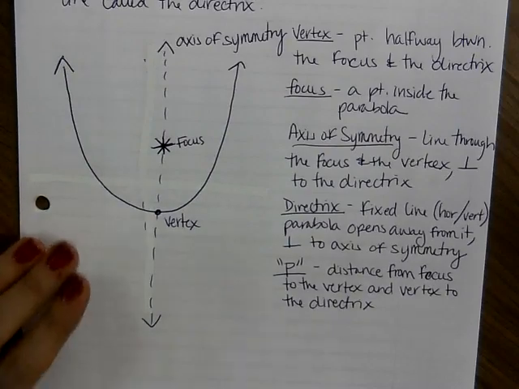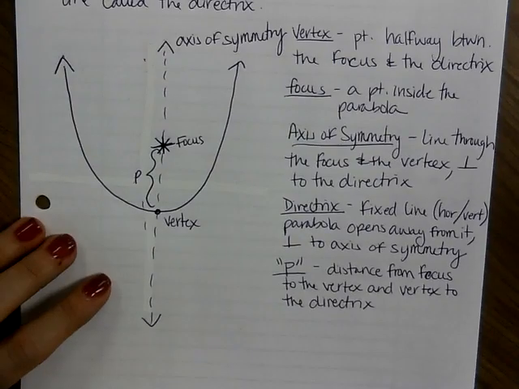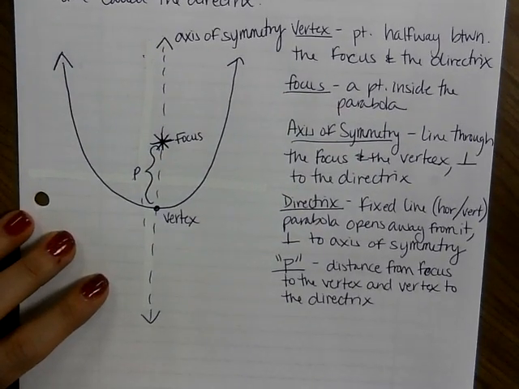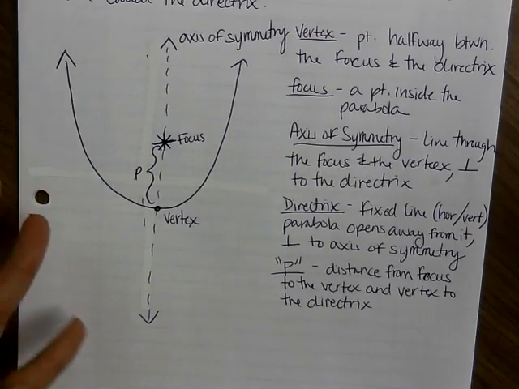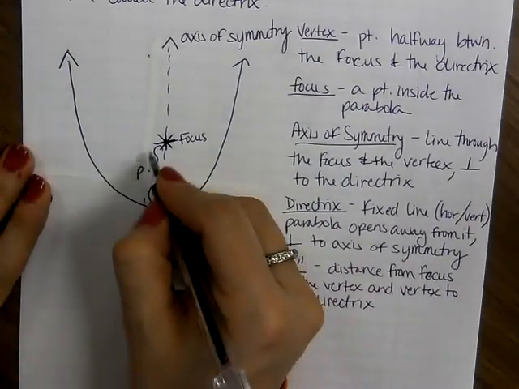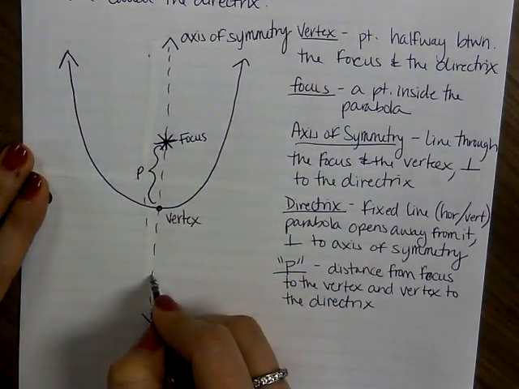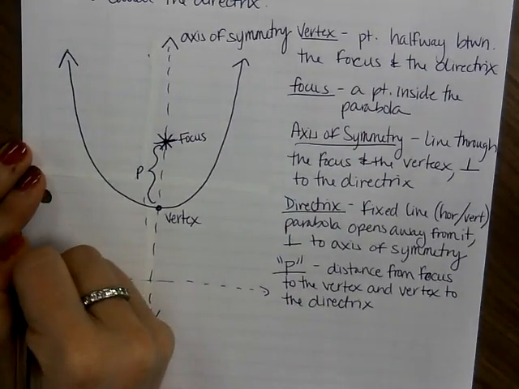Now, this distance from the focus to the vertex is that distance of P. Now, whatever that distance is, the directrix has to be that distance of P away from the vertex. The directrix is another line. It has to be perpendicular to the axis of symmetry. So that means if the axis of symmetry is vertical, then the directrix has to be horizontal. They have to be the opposite of each other in order to be perpendicular. And it has to be this distance away. So kind of estimate that distance, and then there's your directrix.